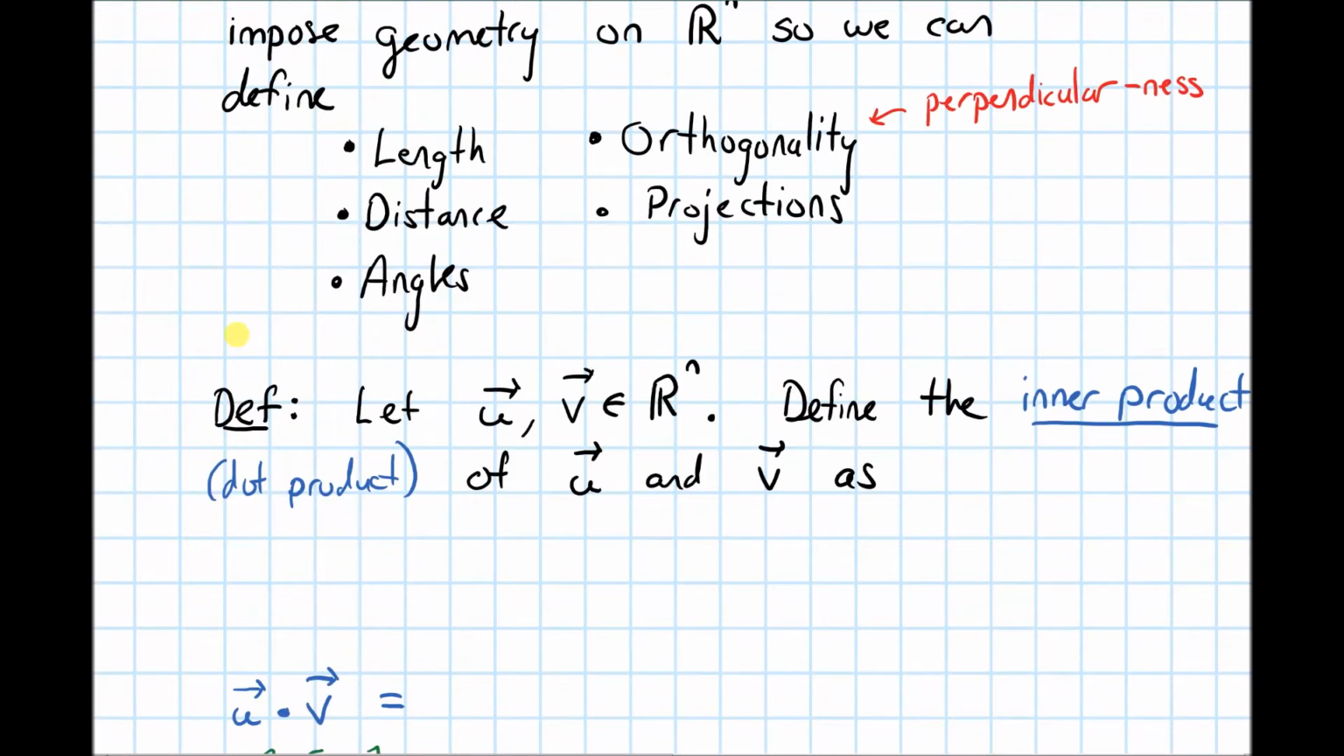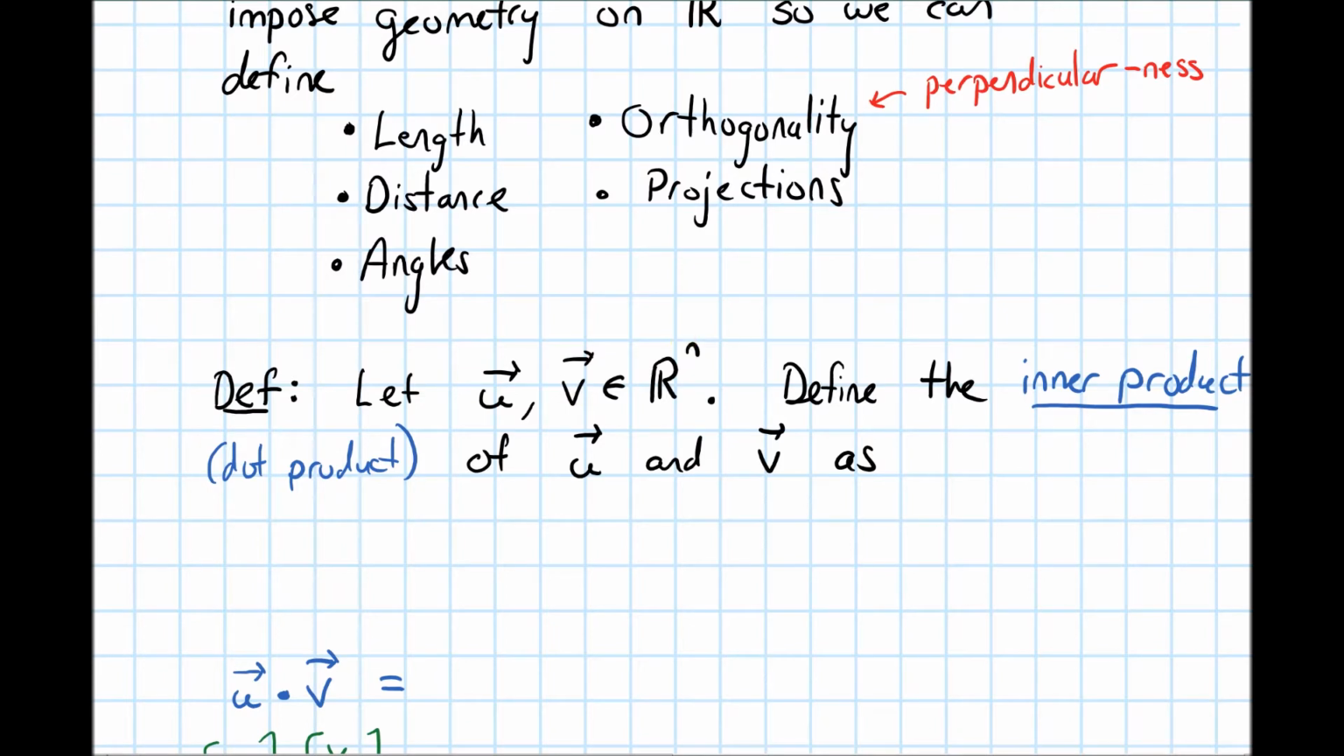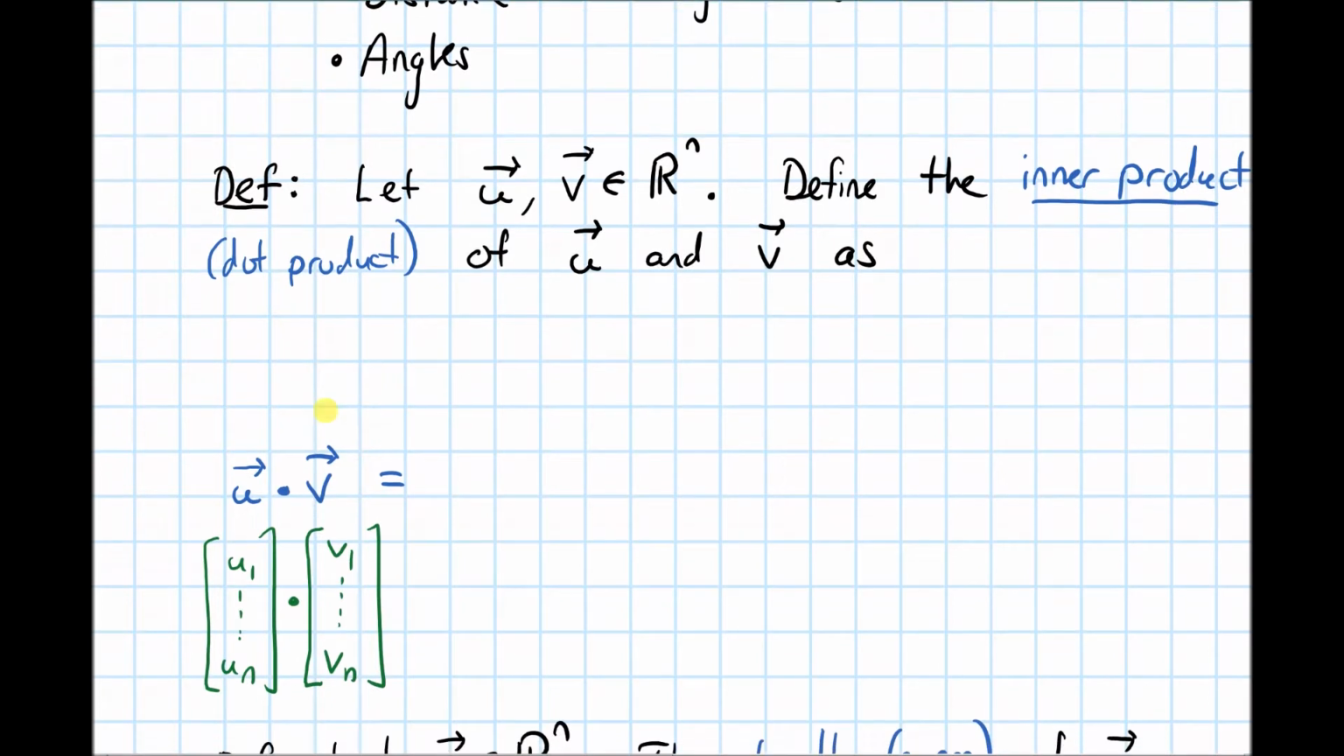If u and v are vectors in Rn, we'll define the inner product, which is sometimes also called the dot product. Here's my notation for the inner product: I write the vectors u and v with a dot in between them. Because u and v are in Rn, I've written them with n entries, so u1 up to un for the vector u, for example. Here's the definition. To take this inner product, we transpose u and multiply that transpose times v.